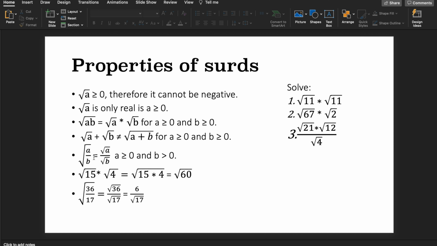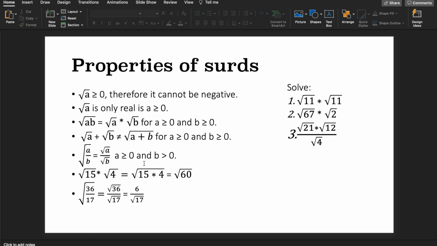And the next property states that square root of a divided by b equals square root of a divided by square root of b, where a is greater than or equal to 0 and b is greater than 0. Here b must be greater than 0 and not greater than or equal to 0, because square root of 0 would be 0 and something divided by 0 is infinity, or in other words undefined. So b must be greater than 0.